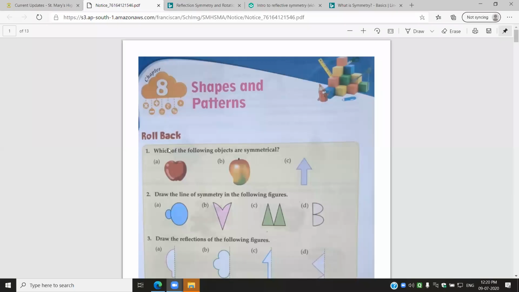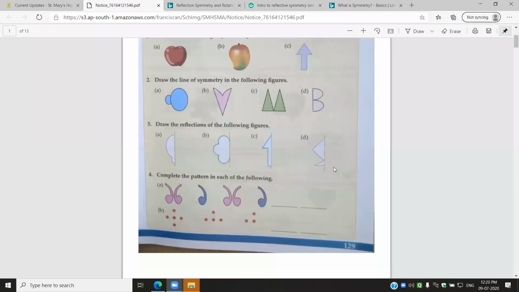You have to do this. Which of the following objects are symmetrical? We just learned what symmetrical figures are. So you have to tell which of these pictures are symmetrical, meaning wherein can you draw a line and both the sides will be the same. This you had done for homework.